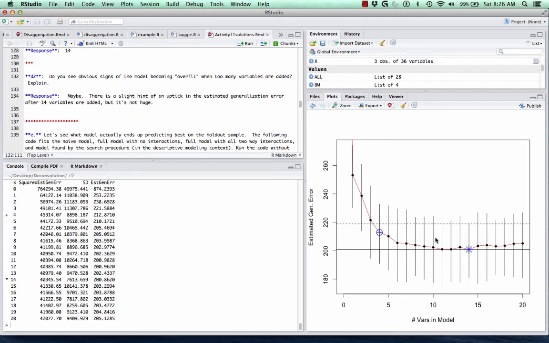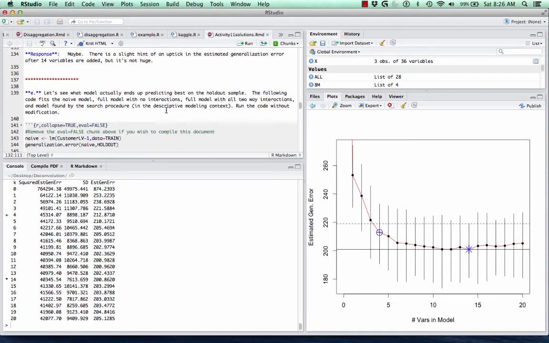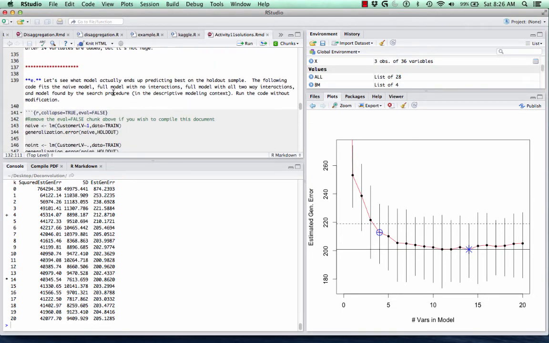So we may do a little bit worse by including too many variables, but we definitely like to err on the side of caution and go with a simpler model if we can get away with it. All right, so let's see what model actually ends up performing the best on our holdout sample. Our two reasonable choices are either the model with the overall lowest estimated generalization error or the model selected with the one standard deviation rule.